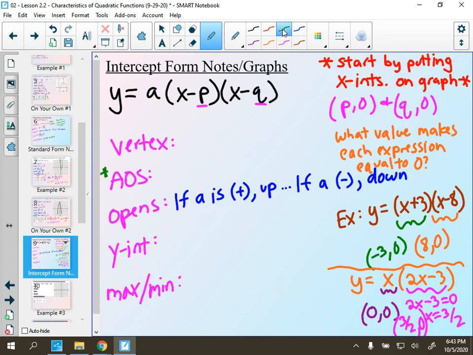The fancy, formal way is to take those P and Q values, add them together and divide by 2. Average them. So for our little mini example here, I would go 8 plus -3, which is 5, and divide it by 2 and get 2.5. Our axis of symmetry here would be x equals 2.5.